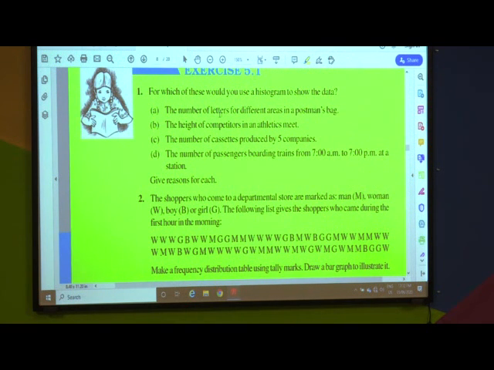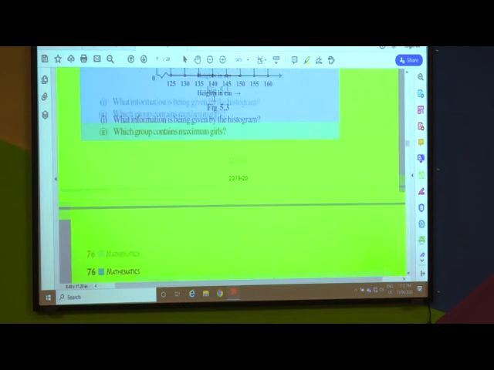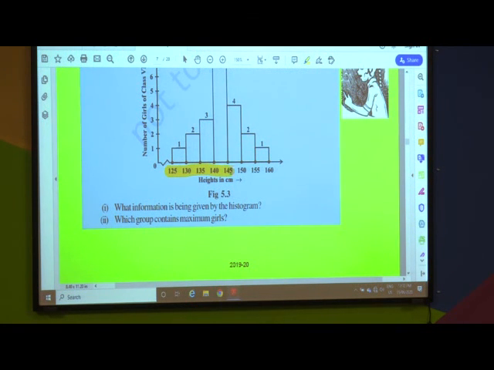Number of letters: 10 letters, 20 letters, 25 letters, 50 letters for different areas. Now I can understand the frequency area wise, but what about the class interval? How am I going to represent this in the way it has been represented? Not possible. Why? Because I know the frequency. For example, I can say that in a particular area, suppose in the station area, he has to deliver 20 letters.